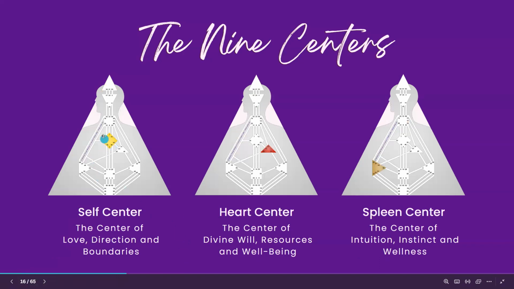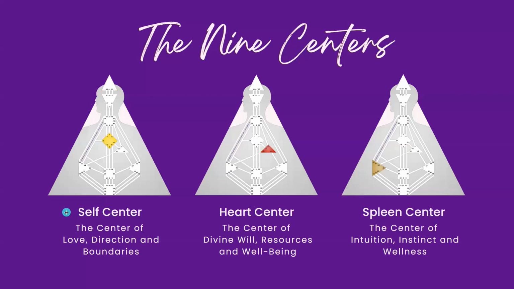Then the next one is the little yellow diamond here in the center. It's called the self center. You may notice some people calling it the G center or the identity center. It could be shown as the actual capital letter G, or I've seen people spell it out as JI. It's all in reference to the self center. So this is the center of love, direction, and boundaries.